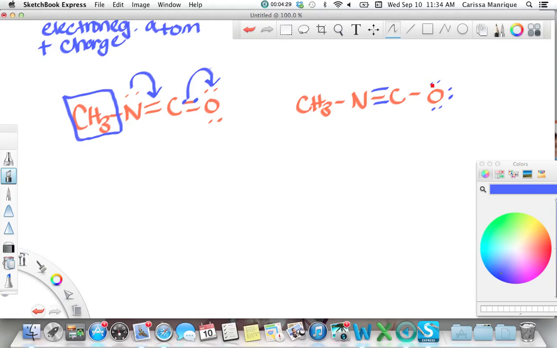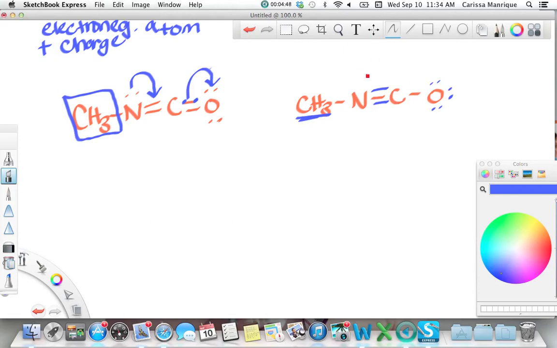Oxygen has 1, 2, 3, 4, 5, 6, 7, 8. Carbon has 1, 2, 3, 4, 5, 6, 7, 8. And nitrogen has 1, 2, 3, 4, 5, 6, 7, 8. I don't have to check this CH3 right here because I didn't do anything with it. So everything has an octet, which is good.